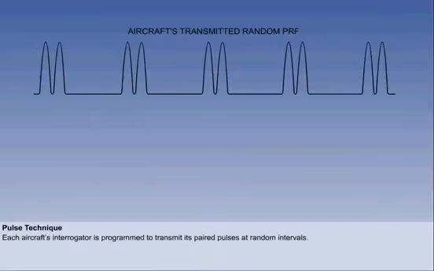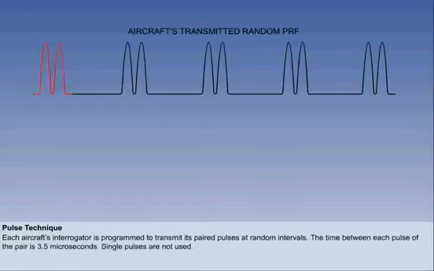Let's look in more detail at this pulse technique. Each aircraft's interrogator is programmed to transmit its paired pulses at random intervals. That is, the transmission sequence of pulses, also called the pulse repetition frequency, PRF, is irregular or jittered. This differentiates its pulses from those of other aircraft. The use of twin pulses ensures that the receivers never accept matching randomized single pulses, which could possibly emanate from other radars, ignition systems, or lighting.